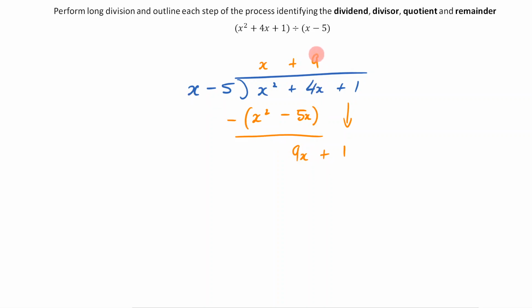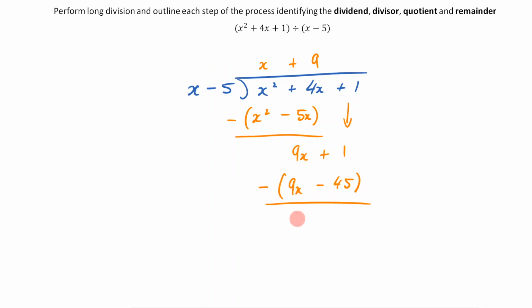Now I just multiply down. So I go this times this, this times this. 9 times x is 9x. 9 times minus 5 is minus 45. And don't put these lines here. It gets real messy real quick. Then I put my brackets in. Put your brackets in. It's really important.